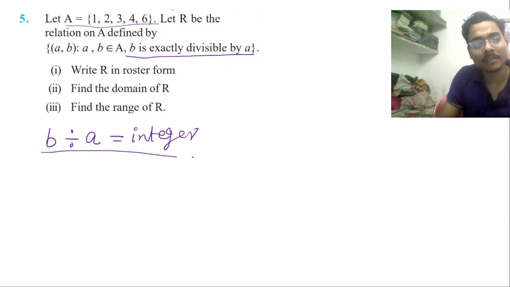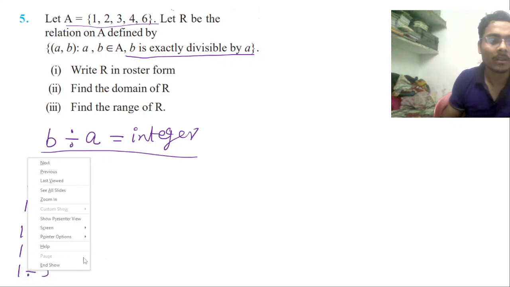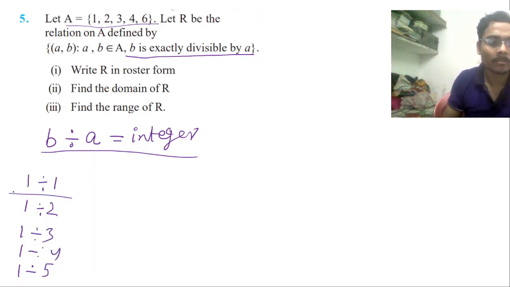Okay, so keeping this in mind we will divide b by a, and reversing the order we will write. So 1 divided by 1. 1 will not be divisible by any other element: 1 divided by 2, 1 divided by 3, 1 divided by 4 and 1 divided by 5. So except this, all will not be possible.